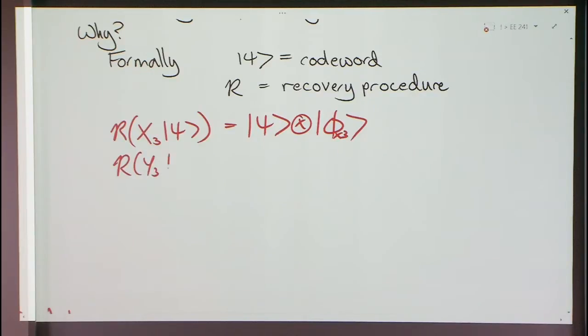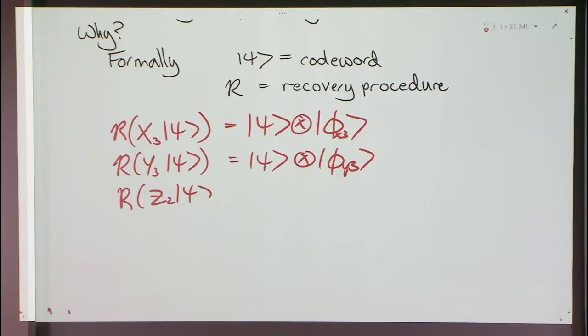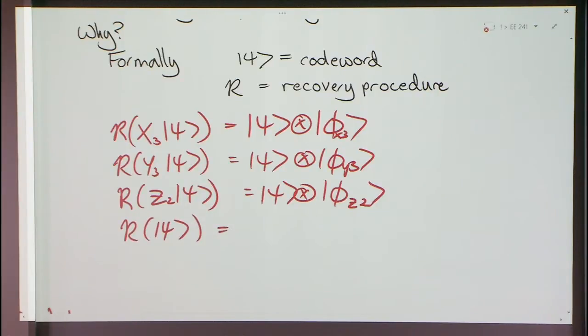R y3 psi. So Y acting on the third qubit. Again, it should recover the code word and possibly leave over some junk. And similarly for everything else. So R Z2, whatever, psi should give you back the original state, tensor some extra work. And I suppose it should take the identity error, if there is no error, it should just leave things alone.